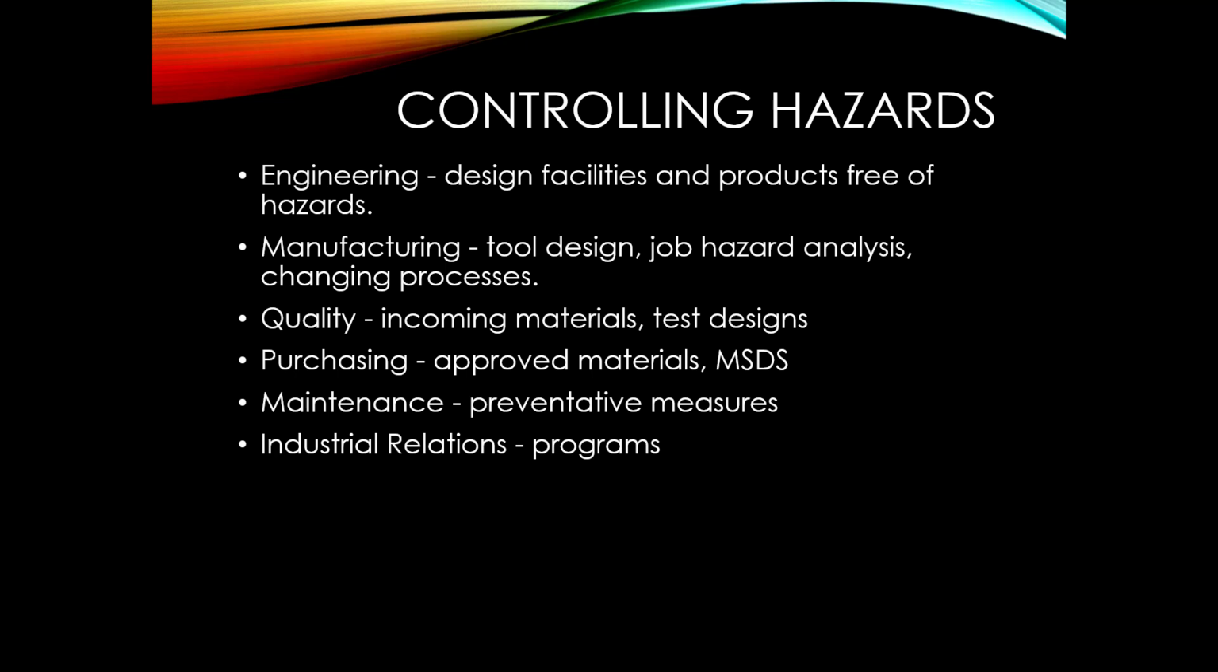The purchasing department can be helpful too in making sure that they're getting material safety data sheets and only using approved materials. The maintenance department can help by maintaining things so that different things don't fail ahead of time. And preventative maintenance is a bigger program now than it used to be. And also, industrial relations refers to having good training programs to make sure that people understand how to eliminate hazards.